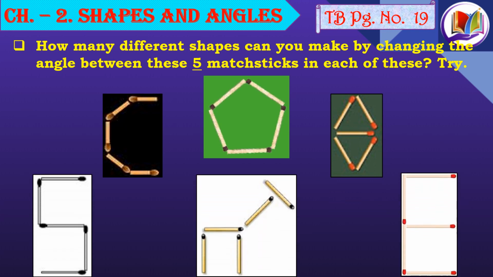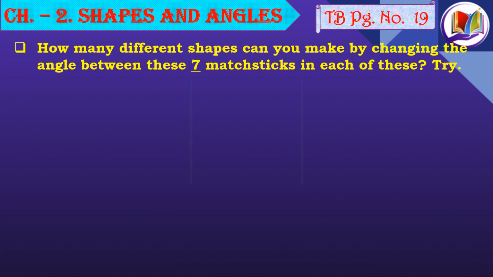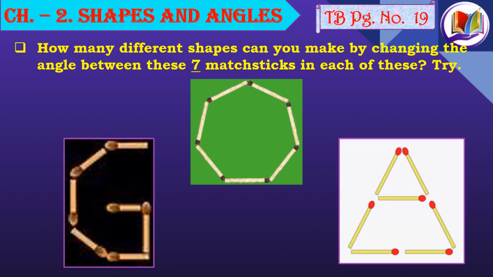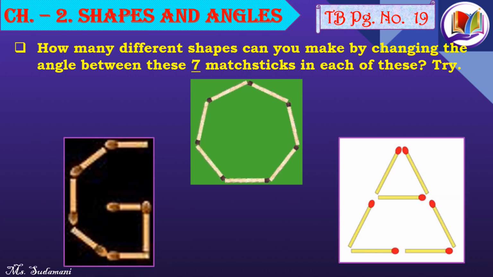Wow, this is wonderful. So you are able to get acute angle, obtuse angle, right angle, all sorts of angles using the same number of matchsticks. Now children, here we have 7 matchsticks. So let's see the shapes formed by them and the angles between them. Wow! Here again we find different types of angles formed while using the same number of matchsticks.